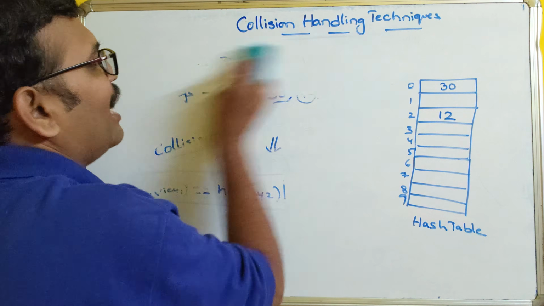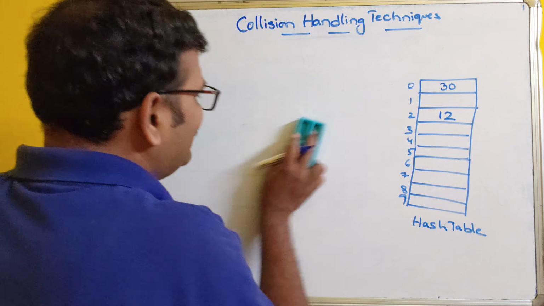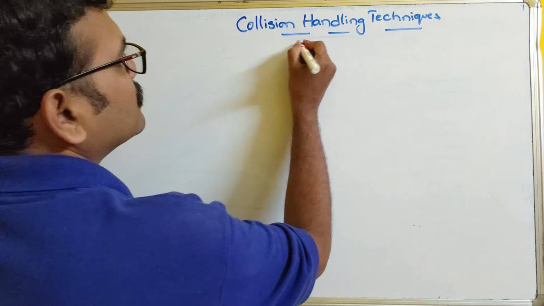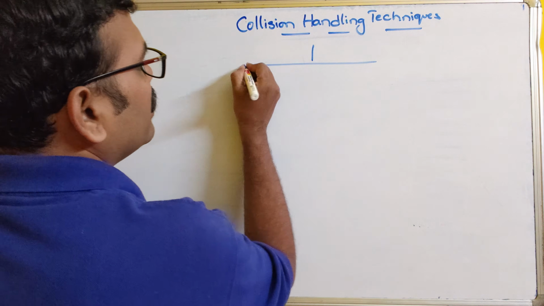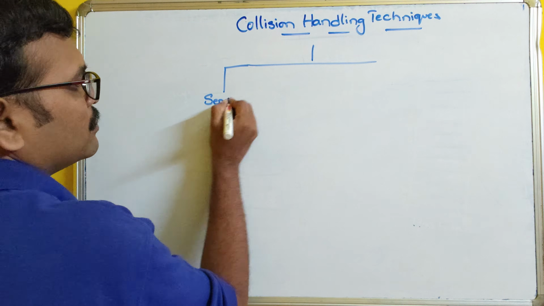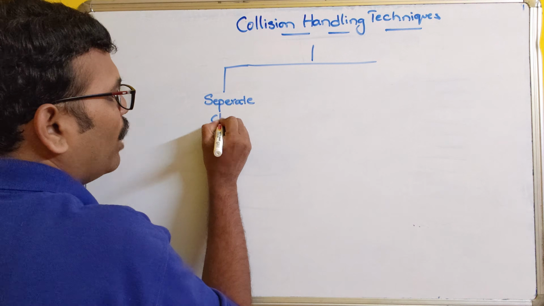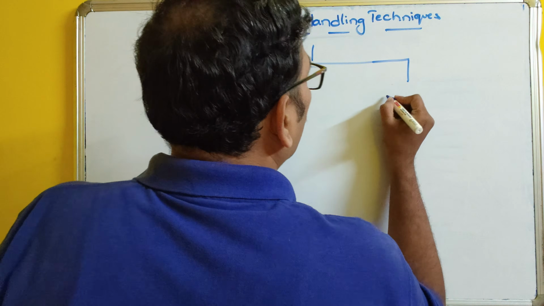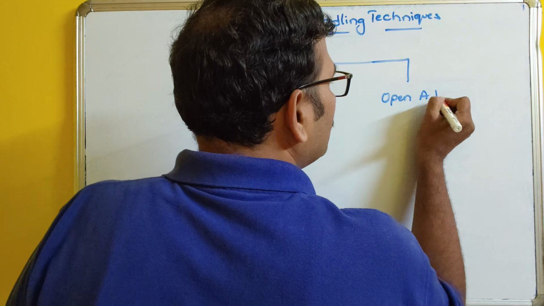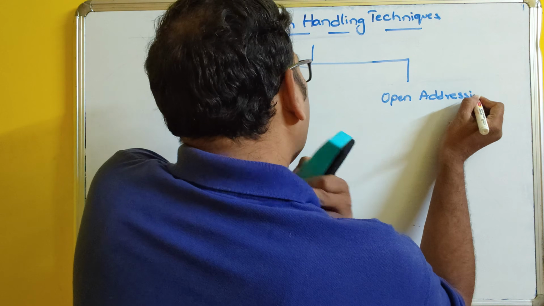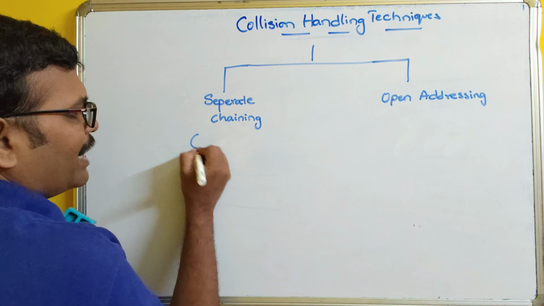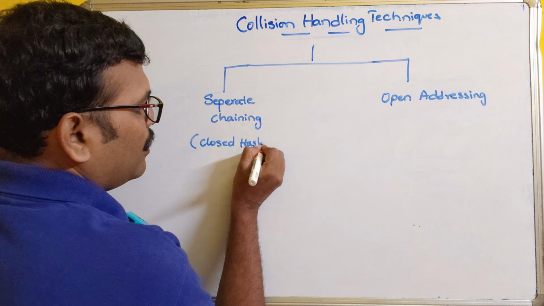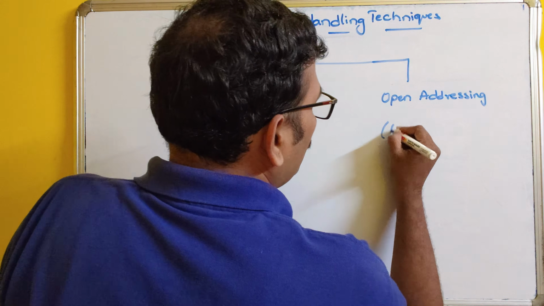Those techniques are mainly categorized into two parts. The collision handling techniques are categorized as separate chaining, which is one possibility to handle the collision, and the second one is open addressing. Open addressing is also called closed hashing, and separate chaining is open hashing.